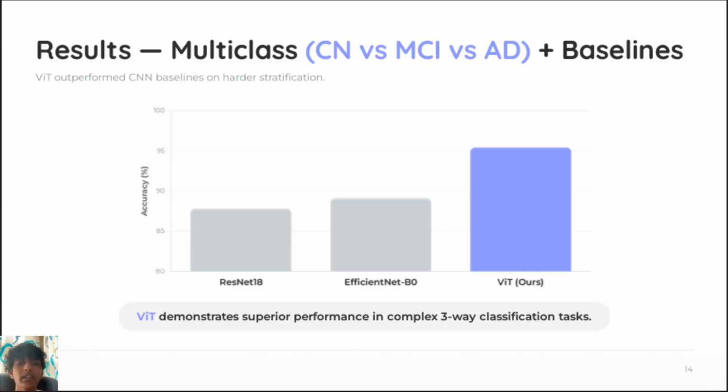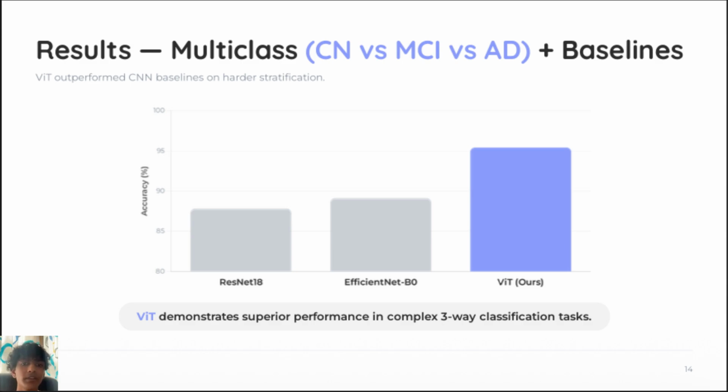For interpretability, I use Grad-CAM and attention rollout. These methods showed that the model focused on medically relevant regions, especially the hippocampus and temporal cortex. This is important because high accuracy alone is not enough for medical AI. A model also needs to be explainable. If it focuses on regions that match known Alzheimer's biomarkers, then the results become more trustworthy.